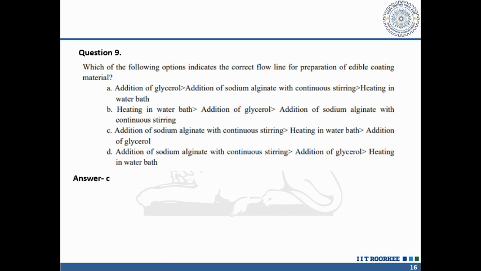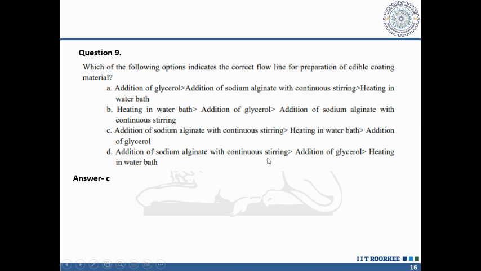Option C is the correct option. Addition of sodium alginate with continuous stirring. Stirring means continuously mixing. If you work in the laboratory, there is a stirring plate, a magnetic stirrer. If you put in a magnetic stirrer and start it, it will rotate your solution, so it will continuously mix the different components. Suppose you have added sodium alginate into the water, then you mix glycerol also. That is a kind of stirring.